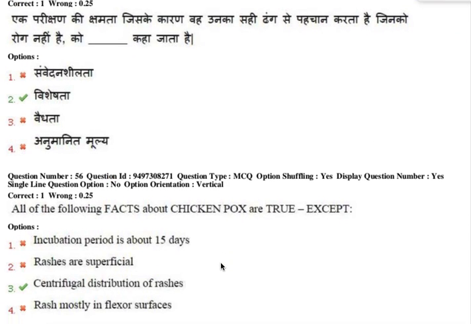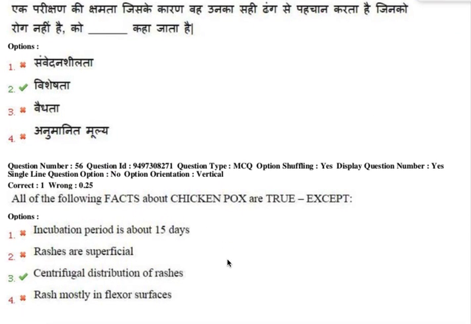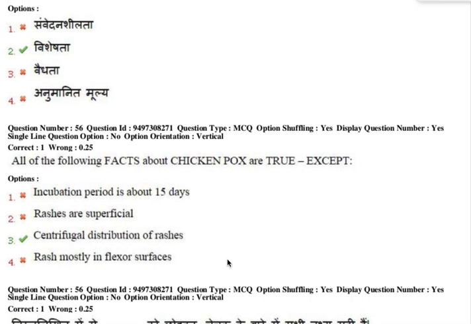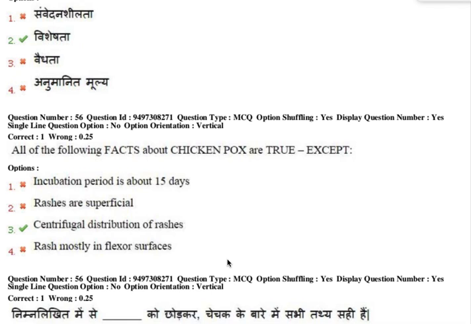Next question. Question number 56. All of the following facts about chickenpox are true except... Right answer is third, centrifugal distribution of rash is not seen in chickenpox.